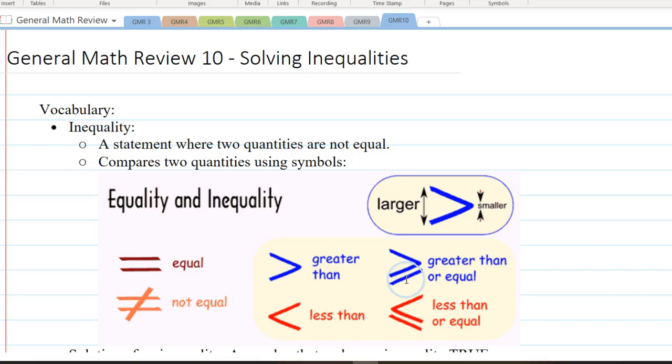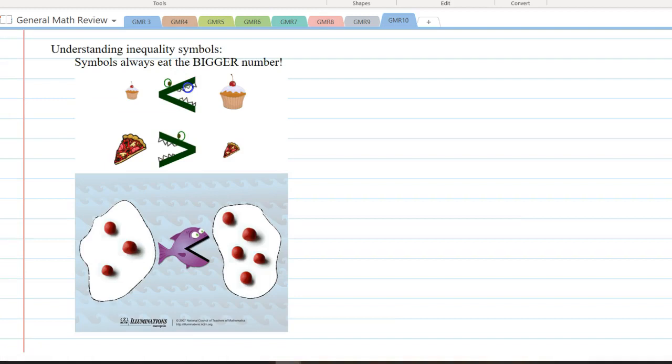Now if you throw an extra line on there, it's going to be a greater than or equal to, or a less than or equal to. If we remember back to elementary school, we learned inequalities as the alligator. The alligator always eats the larger thing. Here the alligator is eating the larger cupcake or the larger pizza. This will be a less than sign saying this cupcake is less than, or this will be a greater than sign saying that the piece of pizza is greater than. Remember to always open the mouth towards the greater number.